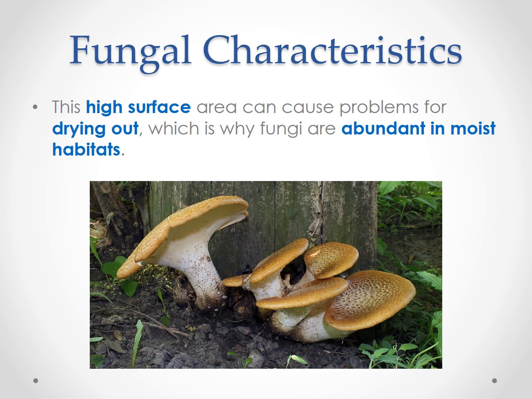Now, this can cause a problem because if you have all of these nutrients in this large surface area that you're trying to cover with this high branching, you expose more of yourself to the environment. And so as a result, you have a higher risk of drying out. And that's usually why we see fungi growing in moist areas.